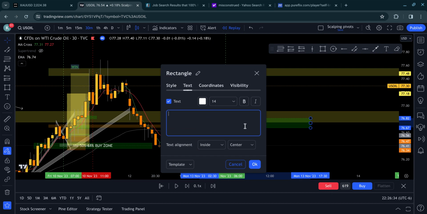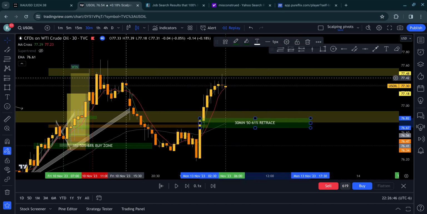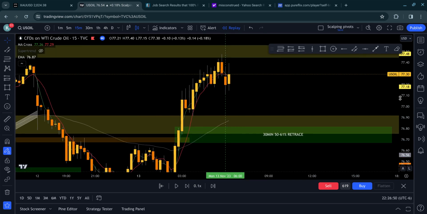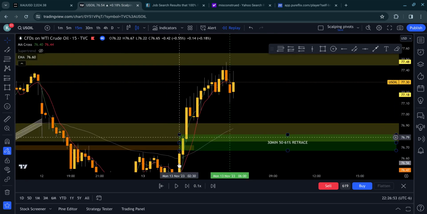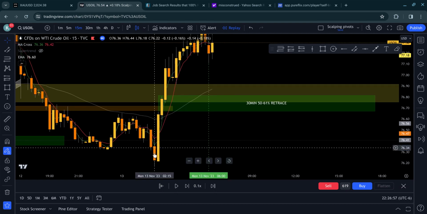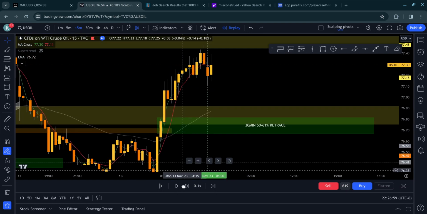So I'm gonna write 30-minute 50 to 61% retrace. All right, so boom, that's that. So I'll set that there. And then I'm coming on the 15-minute to see if we had any potential retracement zones already. So we do have some gaps here. It's kind of in correlation. We got some gaps down here that could potentially get filled.